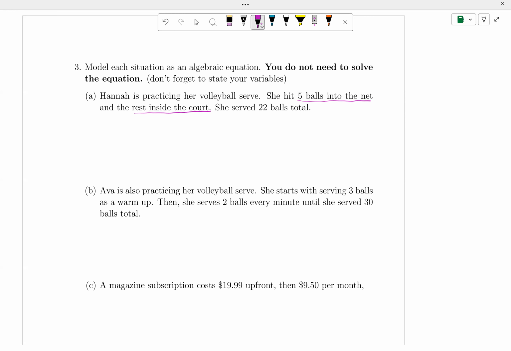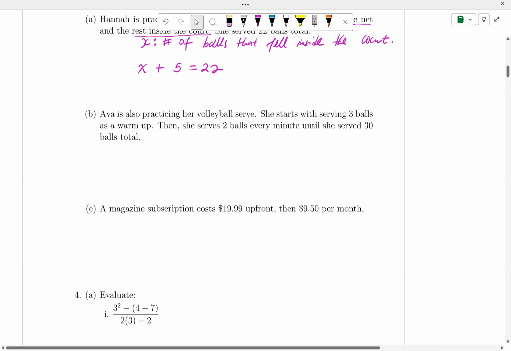So let's come up with a variable for this. We'll say x, and we'll define x as the number of balls, of serves, I guess we could say, number of balls that fell inside the court. So we know if we count the number of balls that fell inside the court plus the number of balls that hit the net, those should add up to the total amount of serves that she had, which was 22. And that's our equation. We do not need to solve it.